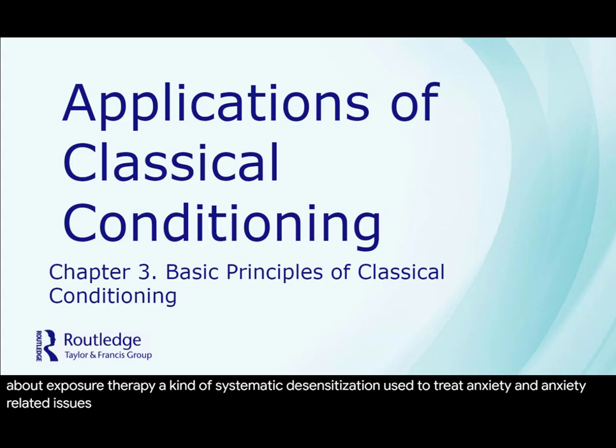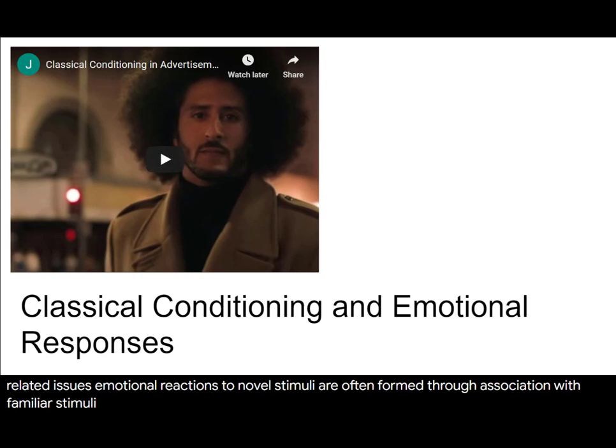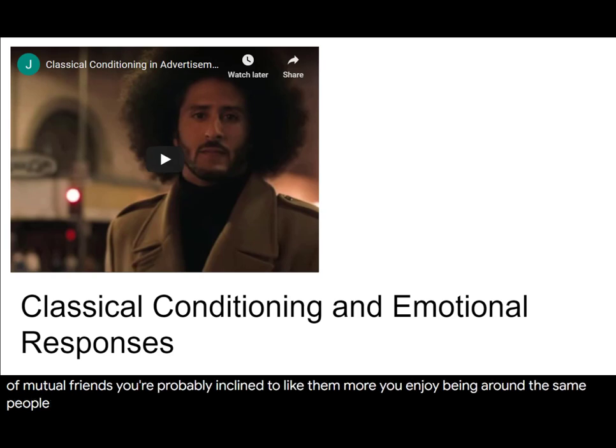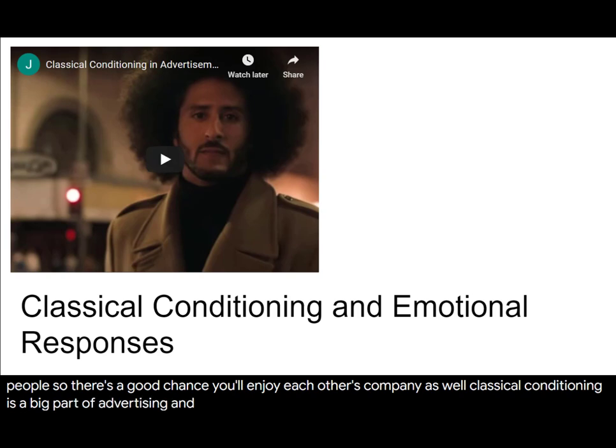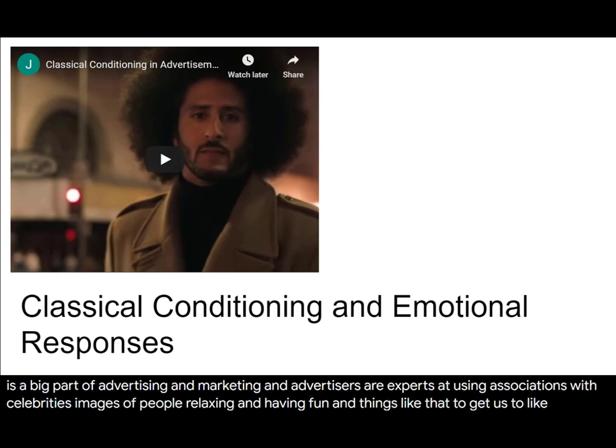anxiety-related issues. Our emotional reactions to novel stimuli are often formed through association with familiar stimuli. If you learn that you and a new acquaintance have lots of mutual friends, you're probably inclined to like them more. You enjoy being around the same people, so there's a good chance you'll enjoy each other's company as well. Classical conditioning is a big part of advertising and marketing, and advertisers are experts at using associations with celebrities, images of people relaxing and having fun, and things like that to get us to like their products.